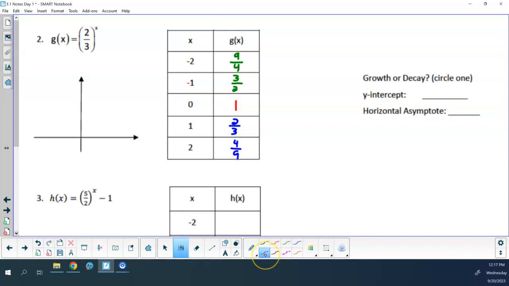4/9. 1 and 2, I gotta go up to at least 3. So 1 and 2 and 3. Okay? So then 9/4 is 2 1/4. 3/2 is 1 1/2. 1 is 1. 2/3 is 2/3. 4/9 is 4/9. So that one looks like this.